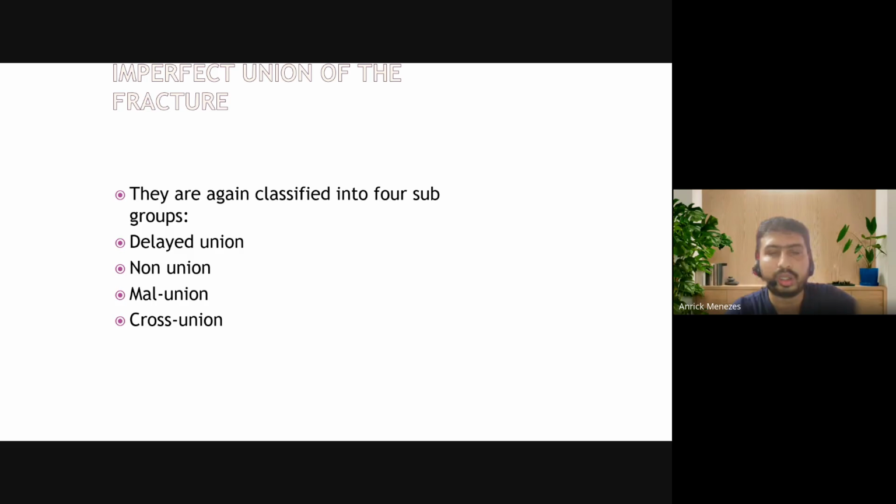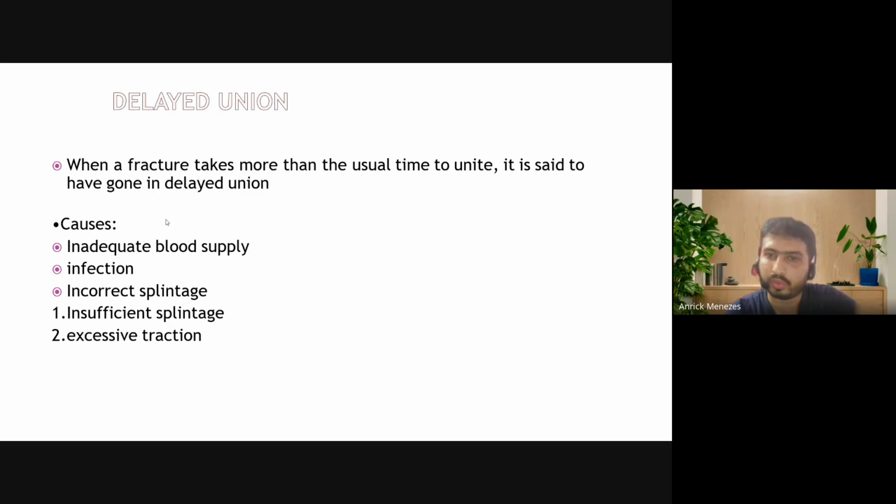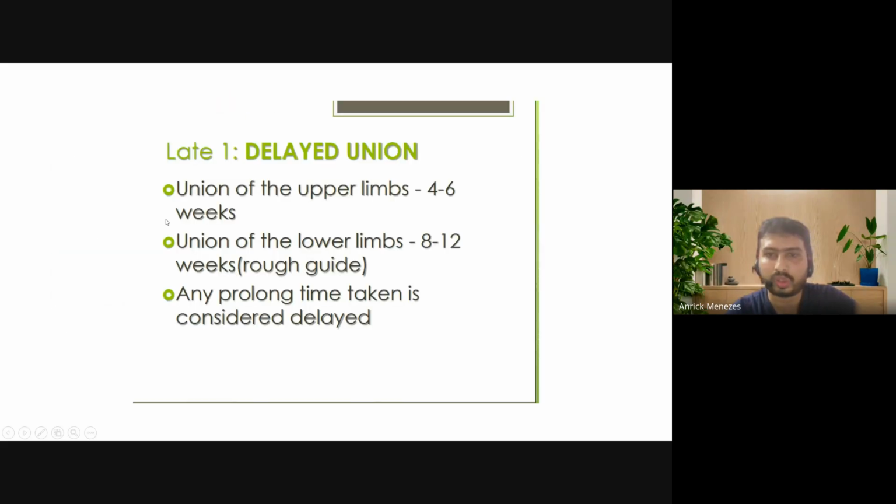So these are the delayed complications: delayed union, non-union, malunion, cross union. Delayed union of the upper limbs is, sorry, 4 to 6 weeks. Union of the lower limbs is 8 to 12 weeks. Any time prolonged more than this is considered delayed union.